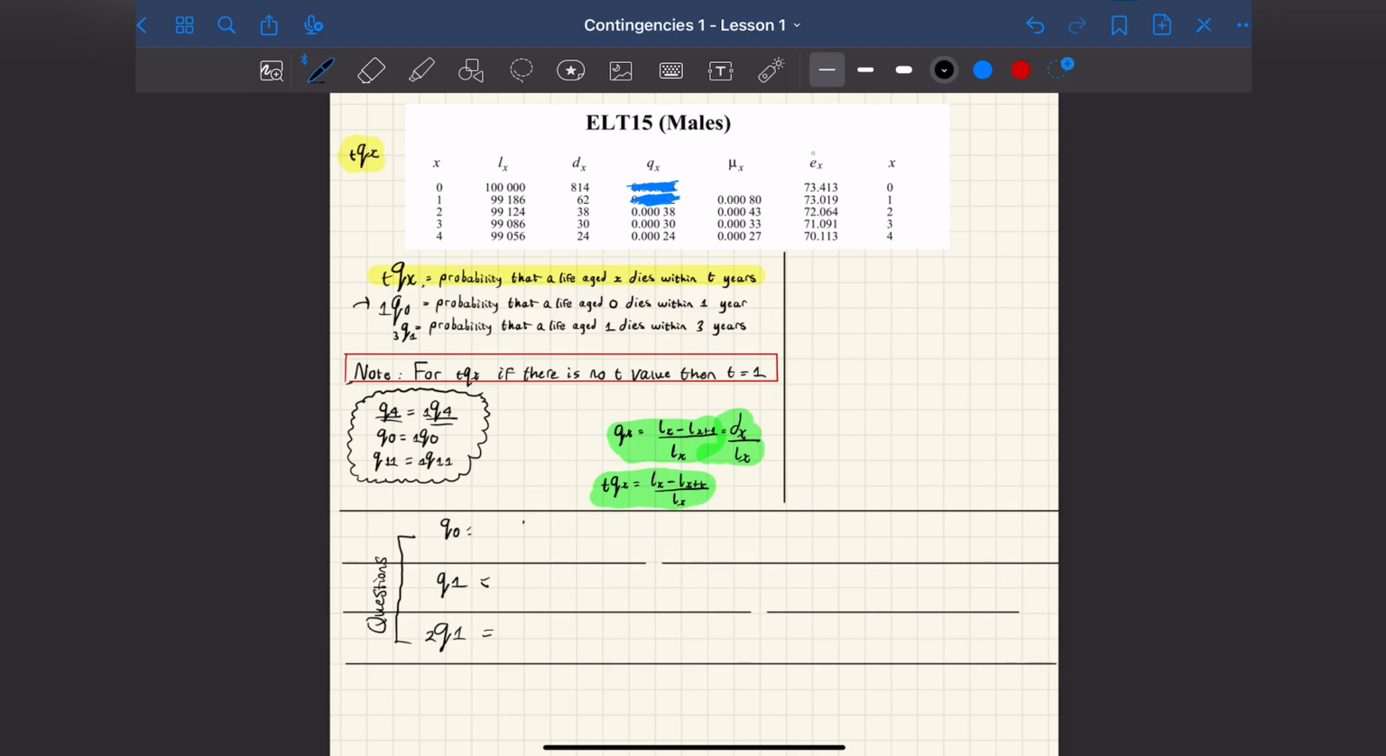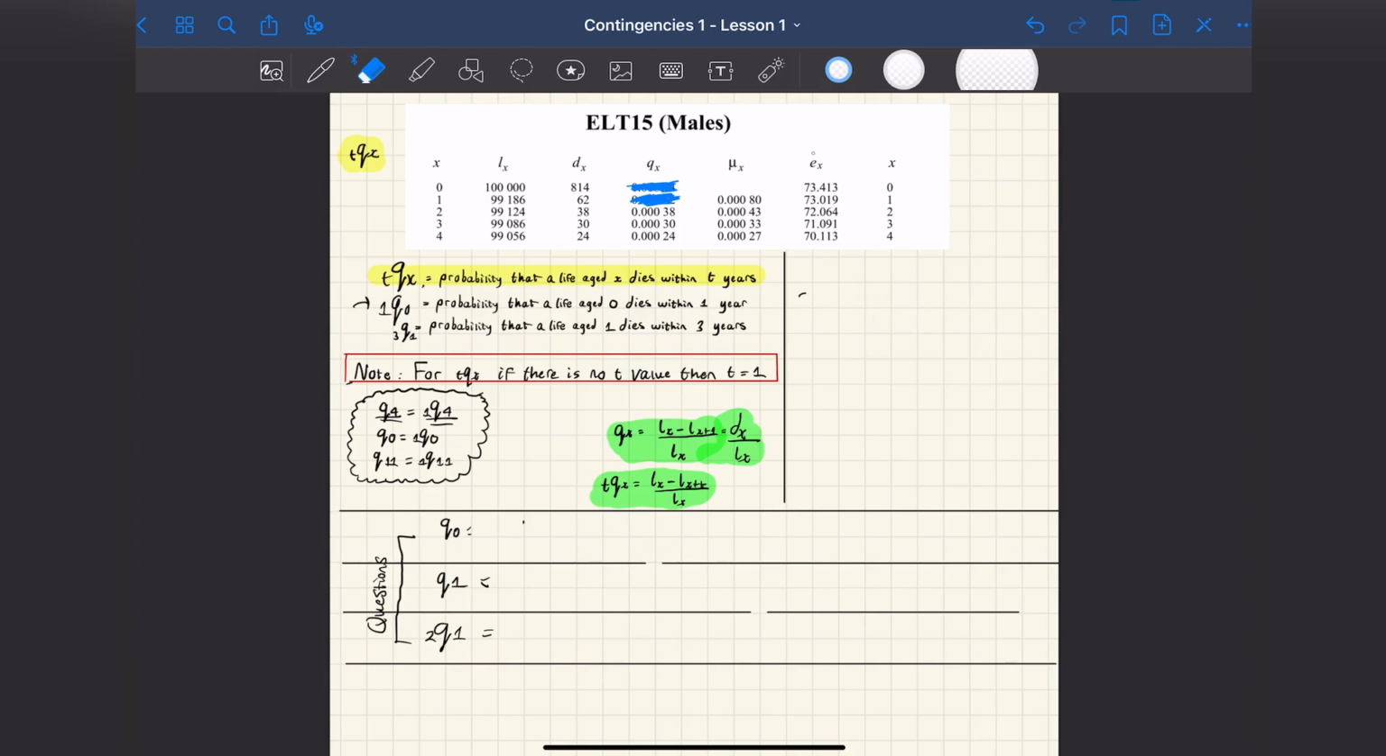I'll just quickly draw a timeline to illustrate how 3Q1 would work. Again, the probability that a 1-year-old dies before they turn 4. Why 4? Well, 3 years from 1 would be 4. So when we're referring to 3Q1, we're referring to this red probability here, which is the probability that a 1-year-old dies within 3 years, i.e. they die before they reach the age of 4.